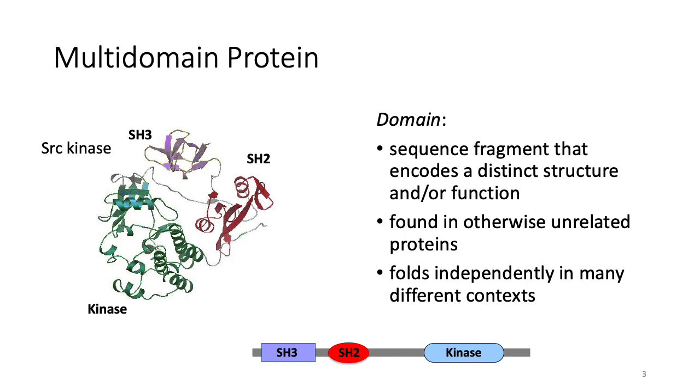Multi-domain proteins are mosaics of sequence segments that encode structural or functional units called domains. These segments are found in otherwise unrelated proteins, and they can fold independently in many different contexts. For example, the Src protein contains 3 domains, the SH3, SH2, and the kinase domains, which appear here as separate folds. This is a cartoon representation of the sequence that encodes the Src protein. These colored icons show the locations of the segments that encode the SH3, SH2, and kinase domains respectively.